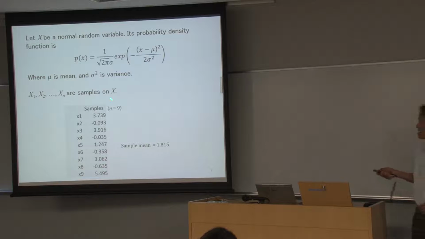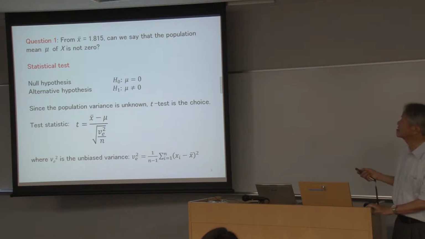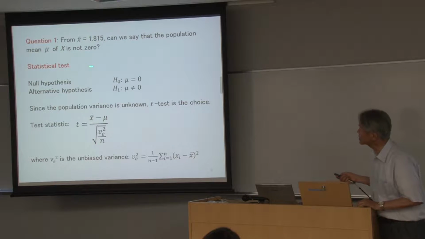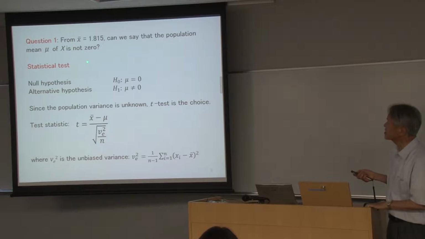And assume that you obtained these 9 samples generated from this equation. So x1 to x9 are samples on X. And the sample mean here is 1.815. This is the mean value of these 9 values. So the first question here is: from this mean value, 1.815, can we say that the population mean mu of X is not 0?